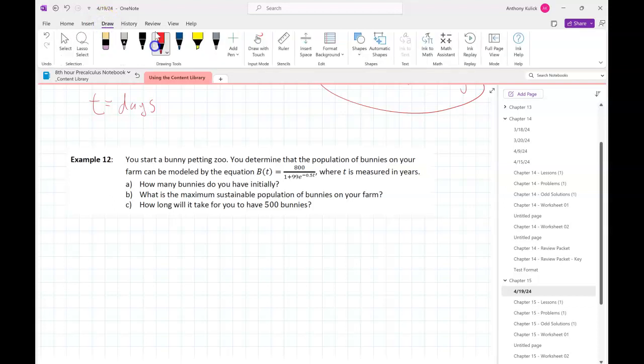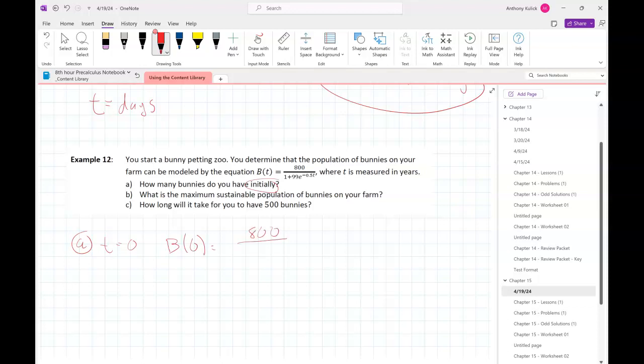So here it says you started a bunny petting zoo. Oh, that's cute. You determine that the population of bunnies on your farm can be modeled by the equation B of t equals yada, yada, yada, where t is measured in years. How many bunnies do we have initially? What time is initially? 0. So I'm just going to do B of 0.